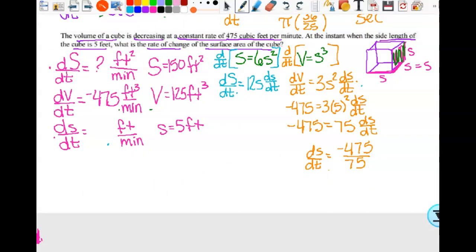So now that we have that, let's go back over here. And what we're actually looking for, and I guess I can write that in here, is negative 475 over 75. So that gave me this. Now I'm going to use this and this to help me find what I'm actually looking for. All right. So dS/dt, big S, is equal to 12 times 5 times negative 475 over 75.